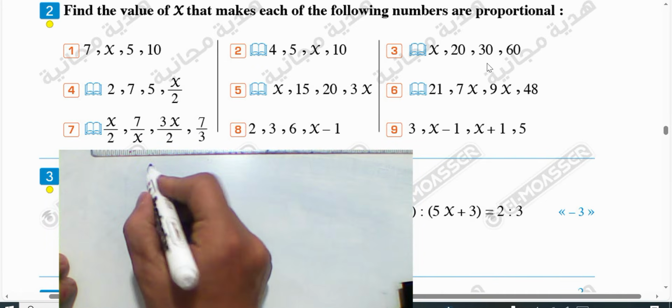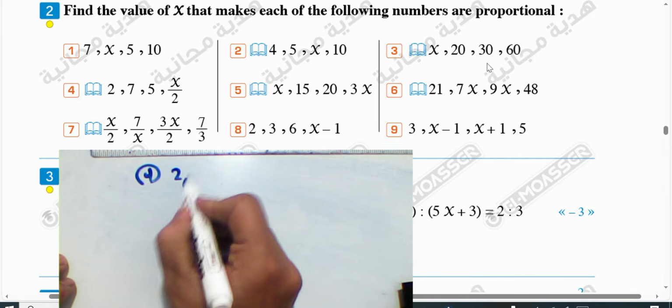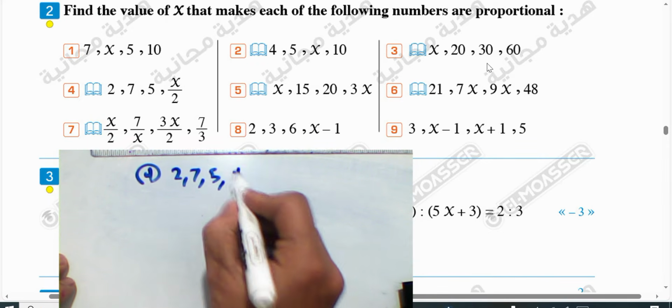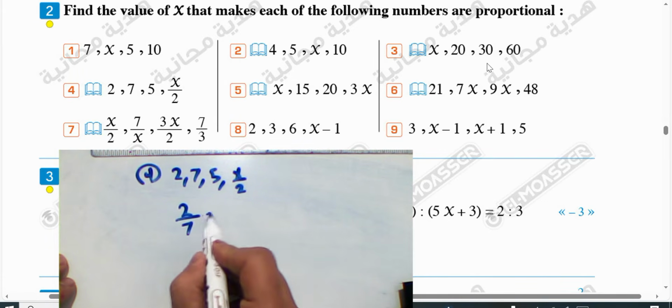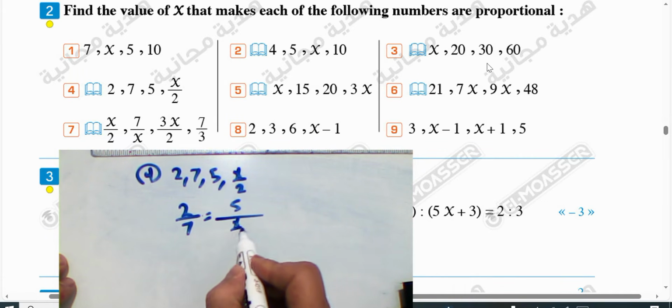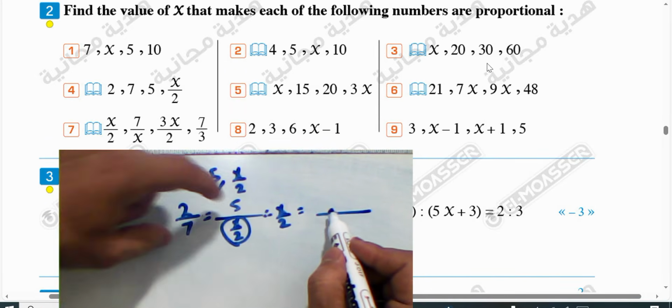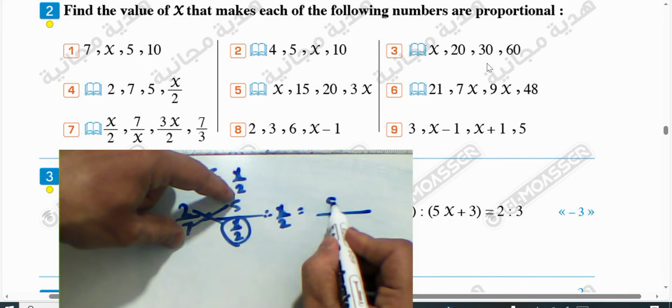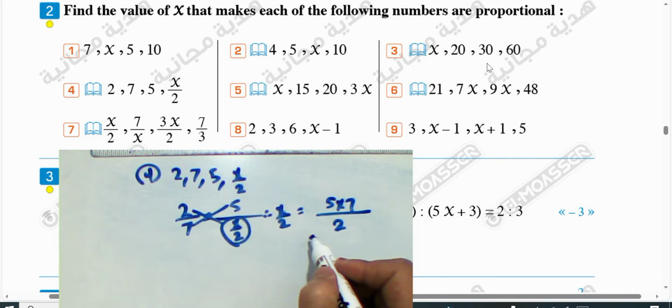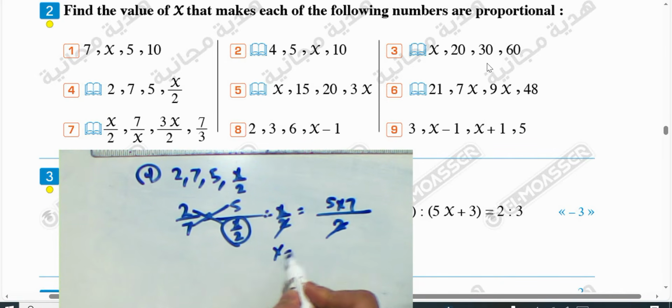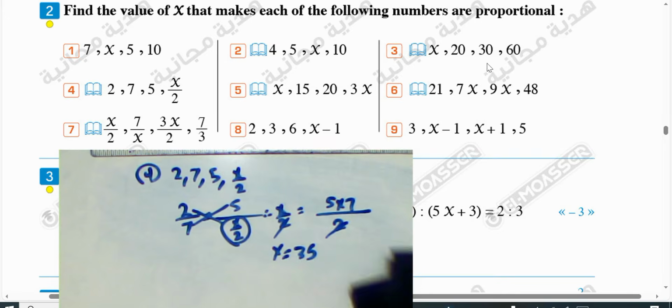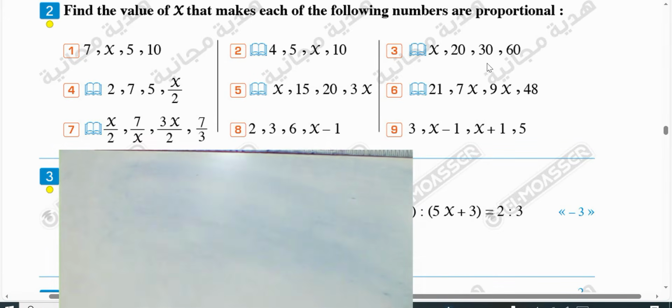Number 4. 2 over 7 equal 5 over x over 2. Then x over 2 will be equal, the product of extremes equal product of means. 5 times 7 divided by 2. We can cancel 2 by 2, then the value of x equal 35. Understood? The result will be what? 35.